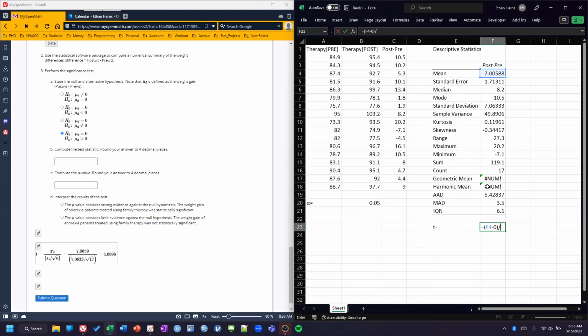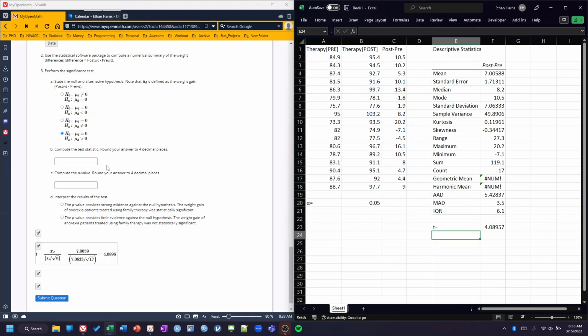Divided by, and we could do it like how they did, take the standard deviation divided by the square root of the sample size, or Real Statistics already did it for us. We just divide by the standard error. We click enter, and the answer was 4.089, and we have that 4.089. So we got our t-value.